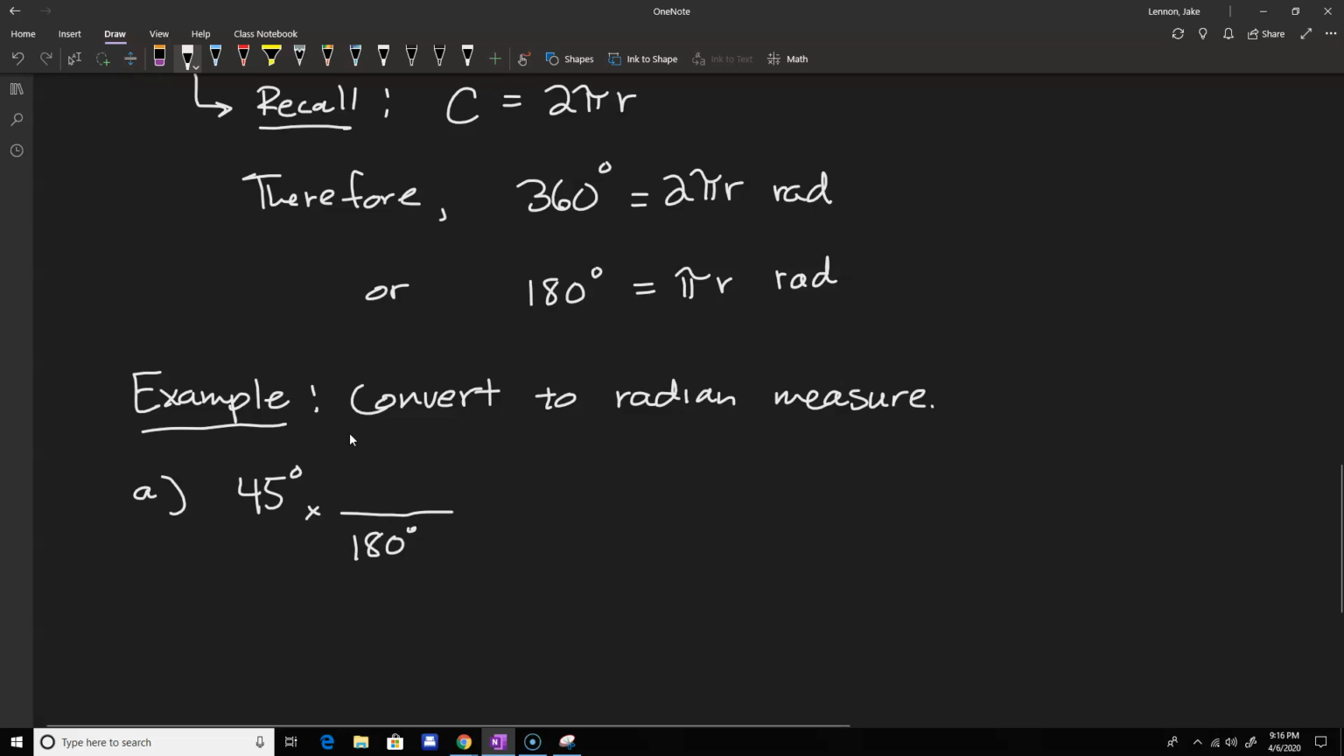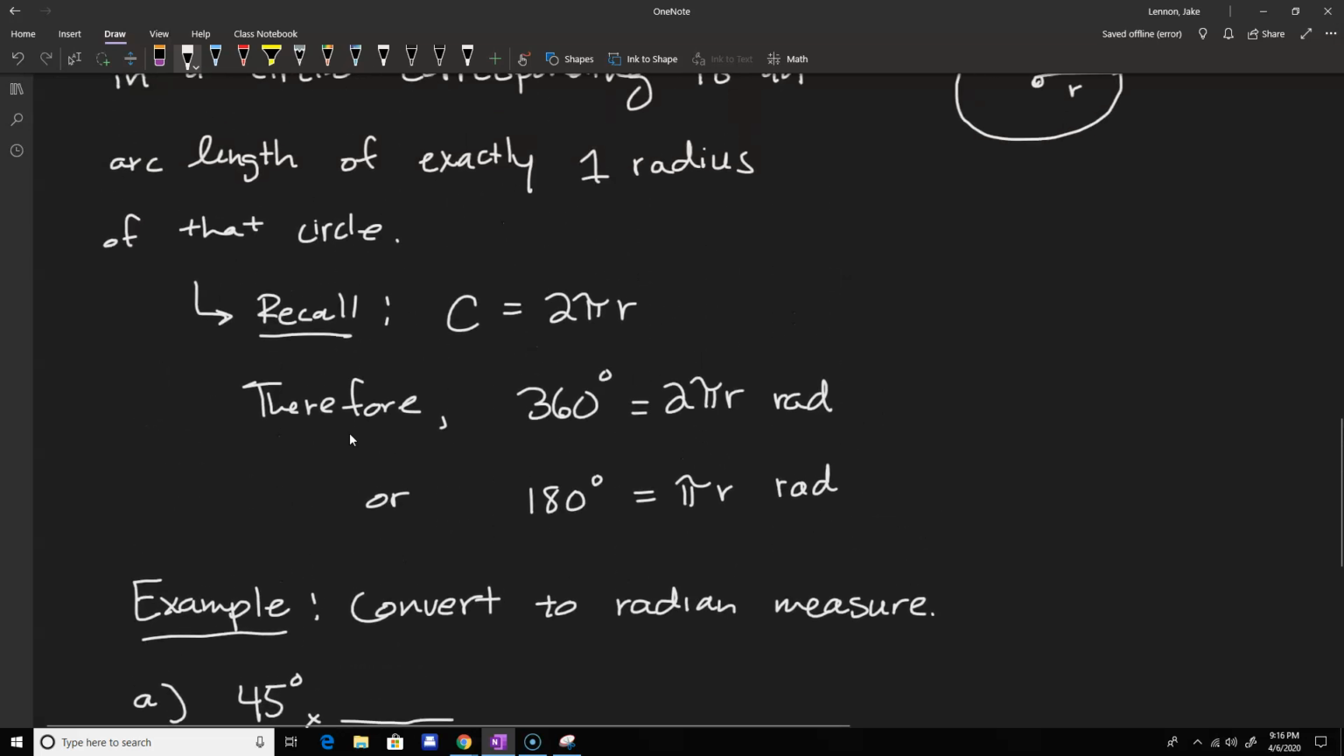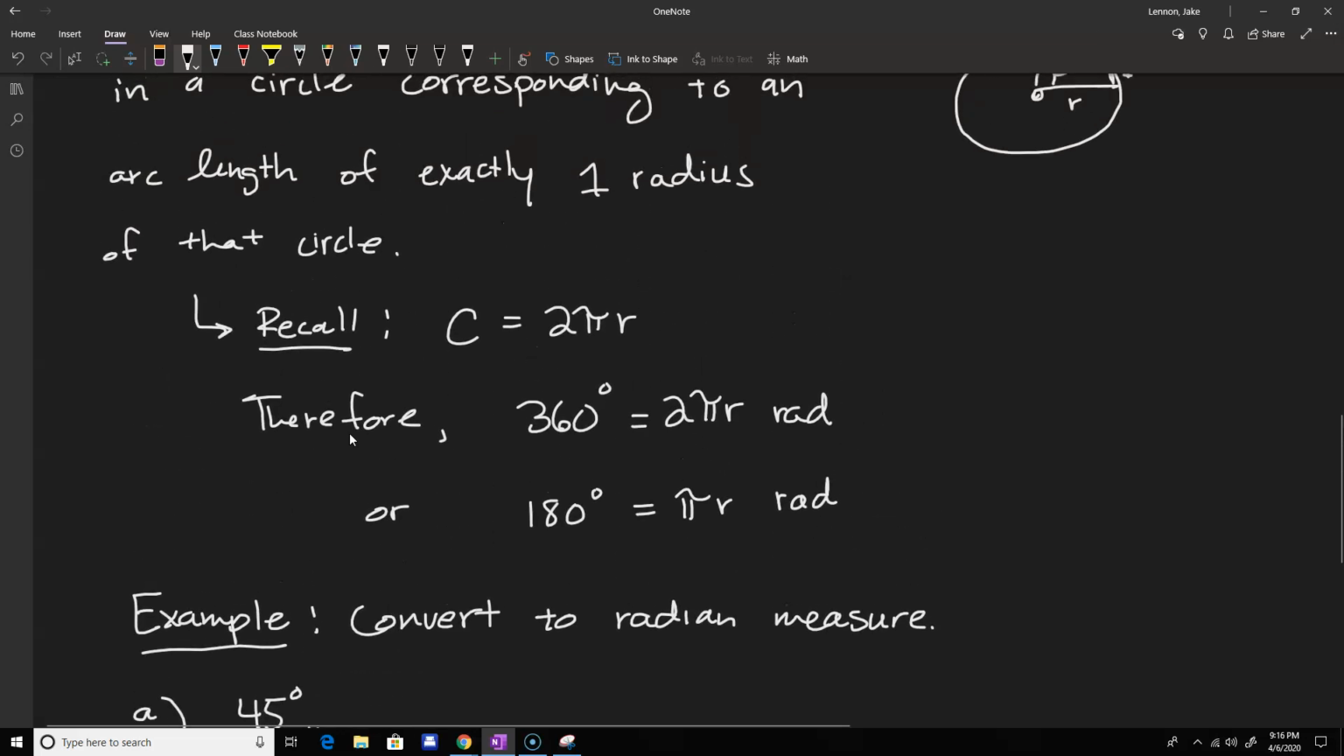And actually, I was using pi r. r is the number of radiuses in that circle, or radii in that circle. So I was actually a little bit extra on this.